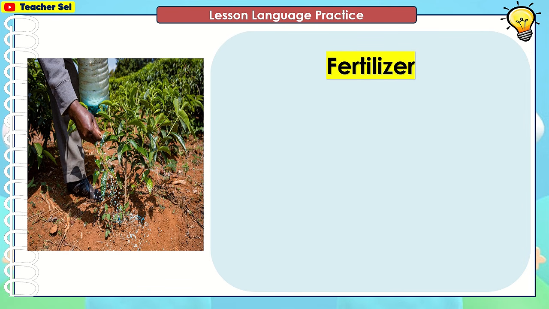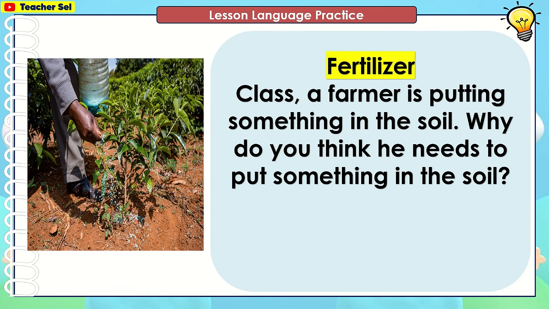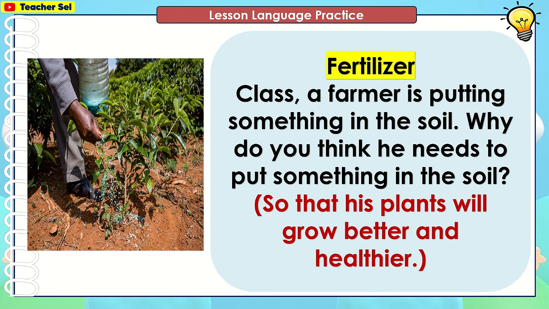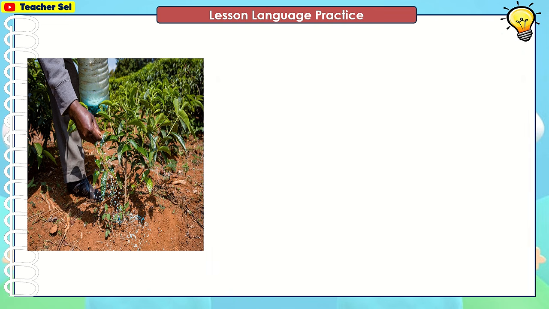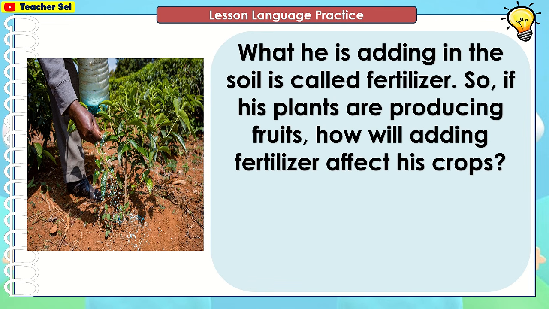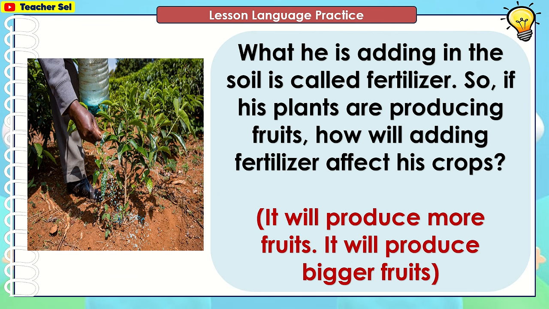Let's define the term fertilizer. Class, a farmer is putting something in the soil. Why do you think he needs to put something in the soil? So that his plants will grow better and healthier. What he is adding in the soil is called fertilizer. So, if his plants are producing fruits, how will adding fertilizer affect his crops? It will produce more fruits. It will produce bigger fruits.